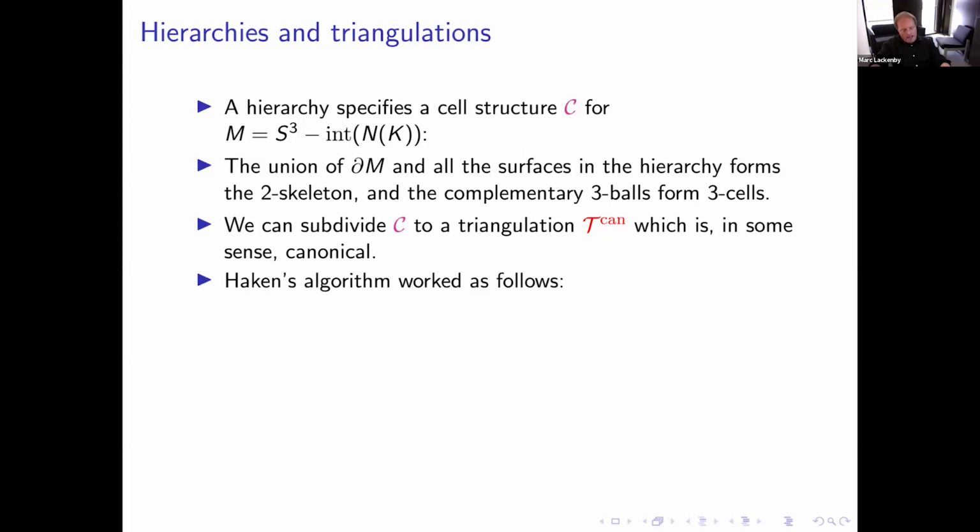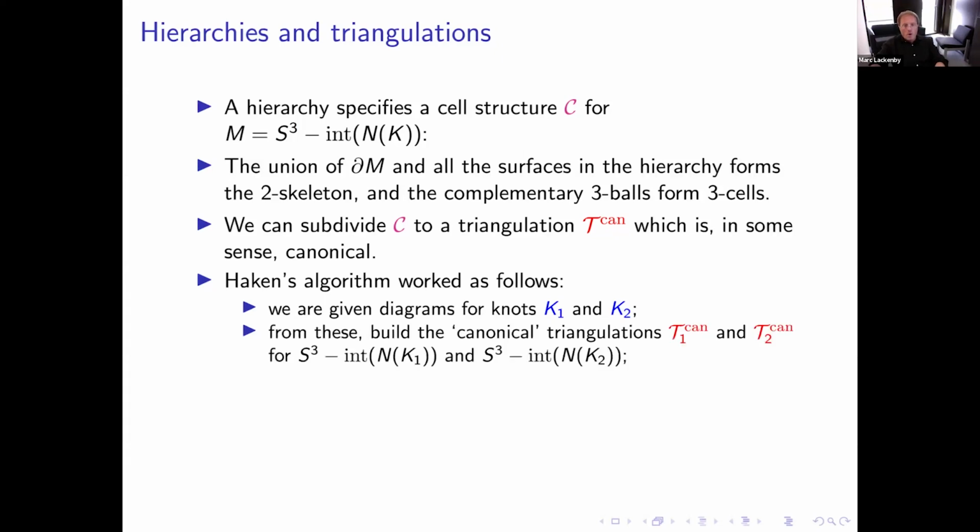So in outline, the way his algorithm worked, and the details are fiendishly complicated, when Matveev wrote them up, they spanned several hundred pages. But in overview, the way it works is as follows. You're given two diagrams, K1 and K2, for knots, and you want to work out, are they the same or not? Well, you build these canonical triangulations for these two knot exteriors. They don't really rely on any choices. They rely on a choice of hierarchy, but you can sort of remove that choice.